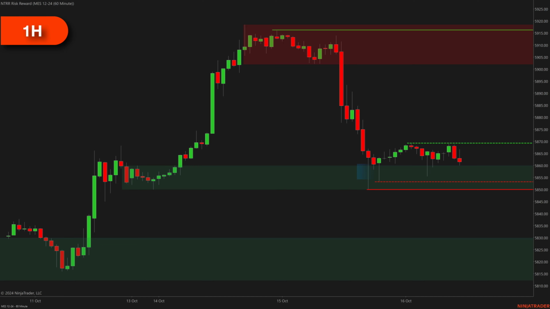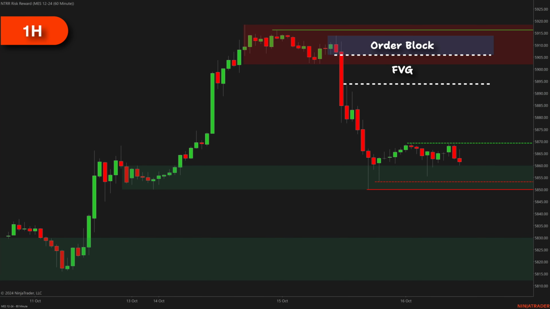Lastly, we have a demand area here, which corresponds with the 4-hour support level we identified earlier. Since this zone is already marked on the higher time frame, there's no need to repeat it on the 1-hour chart. The only fair value gap with an unmitigated order block visible on this 1-hour chart is right here. If the market turns bullish today, there's a good chance it might attempt to retest this order block and fill the remaining fair value gap.